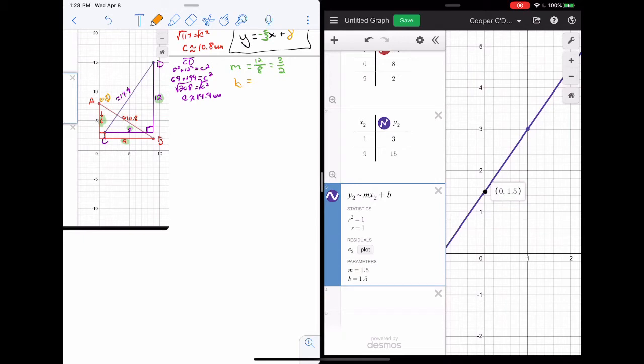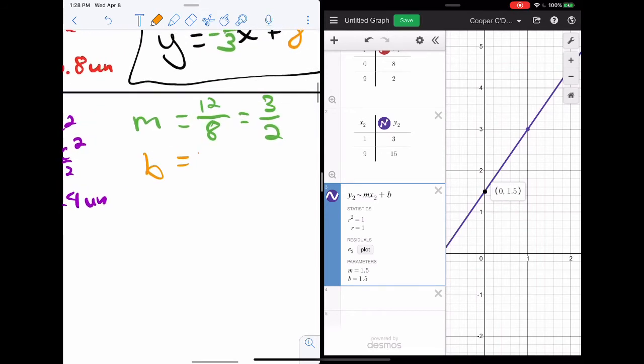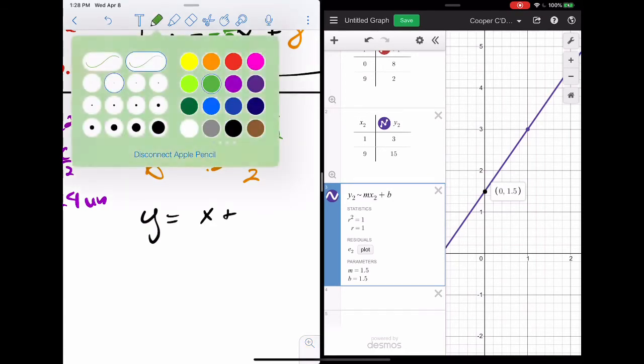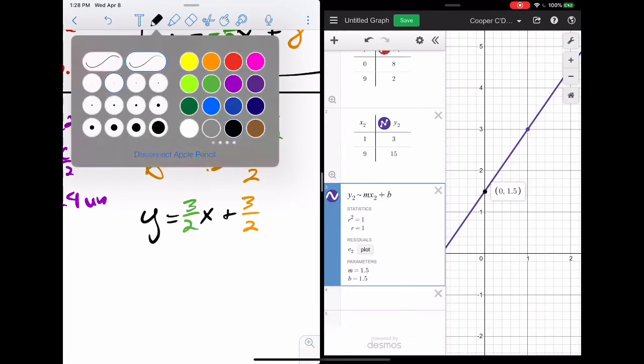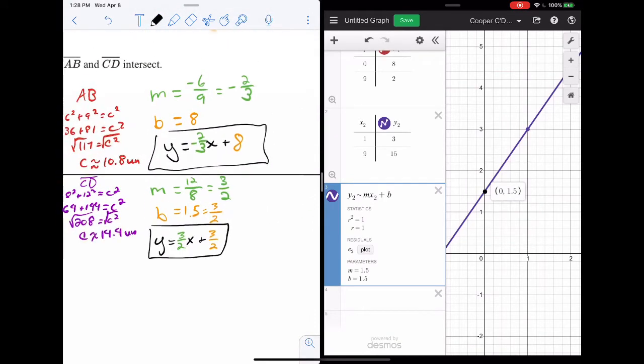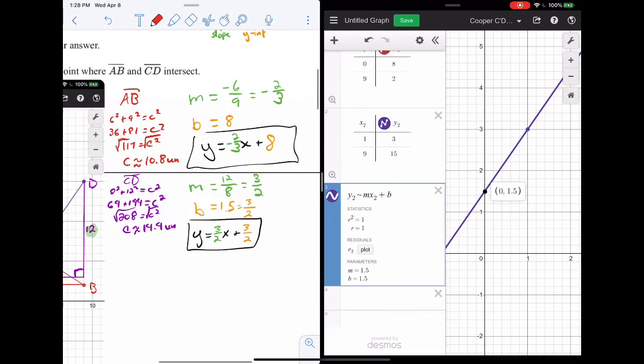So that's pretty cool. So going here, we can see, okay, b equals 1.5, which, if we're going to write the slope as a fraction, let's go ahead and write this as a fraction, is 3 over 2. So our equation, y equals mx plus b, m is 3 over 2, and b is 3 over 2. And there are your equations for AB and CD.